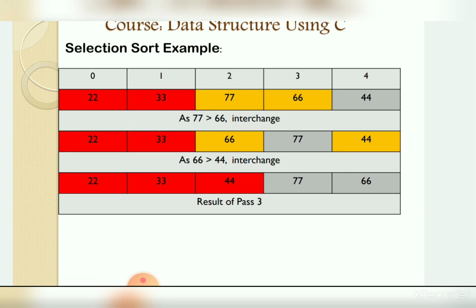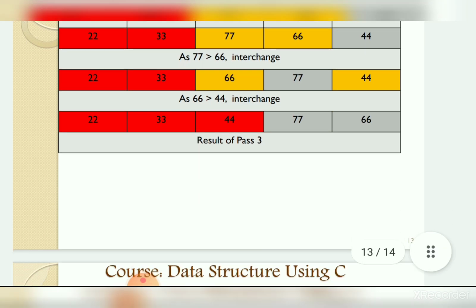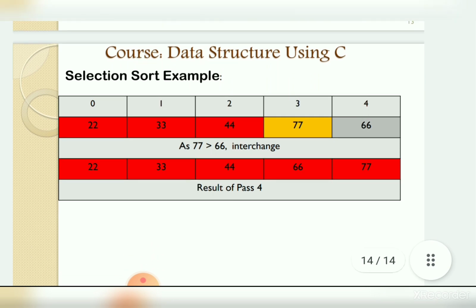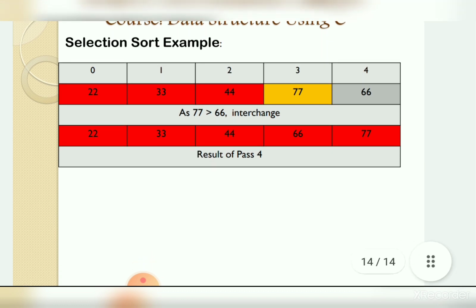In the next pass, we take the list as 77, 66 and 44. We compare 77 with 66. Yes, we have to do the interchange. Now we set the element at the second position. The second position element is 66, compared with 44. Again 44 is less, so we have to interchange them. Lastly two elements are remaining to sort, 77 and 66. You compare them, and if 77 is greater than 66, you interchange them.